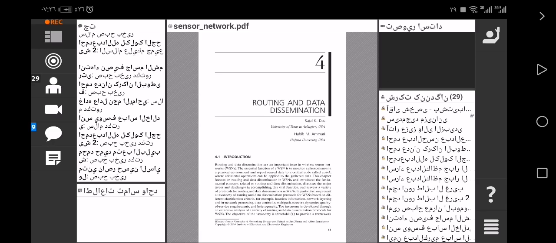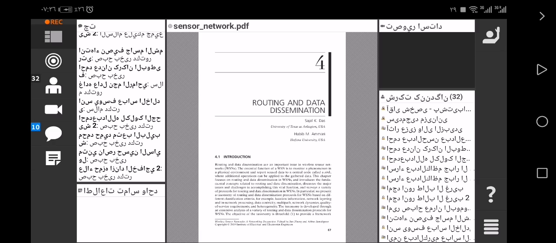We present a taxonomy of routing and data dissemination protocols for WSNs based on different classification criteria. For example, location information, network layering and in-network processing, data centricity, multipath, network dynamics, quality of service requirements, and heterogeneity. The taxonomy is developed through an extensive analysis of a variety of routing and data dissemination protocols for WSNs.